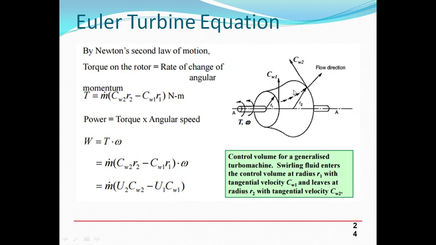So this is a kind of control volume, and you are taking the inlet to the exit. So what is the change in the angular momentum? This is what we obtain. Let me pause a minute here. Please let me know if you have any difficulty.